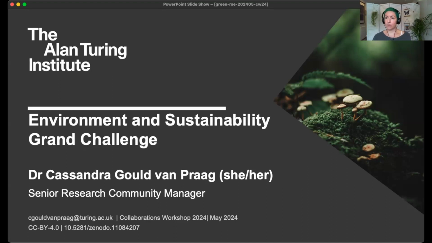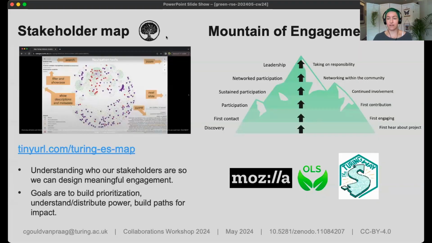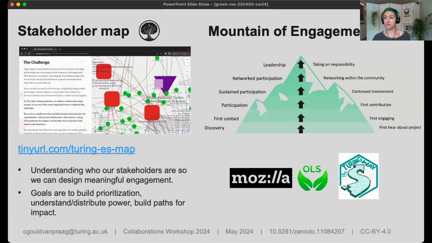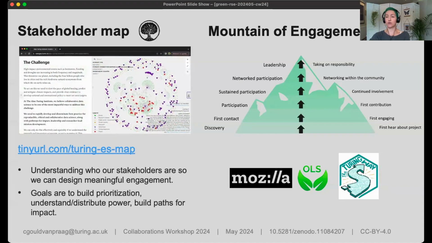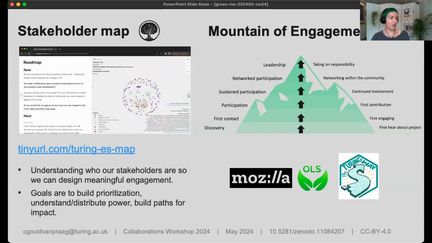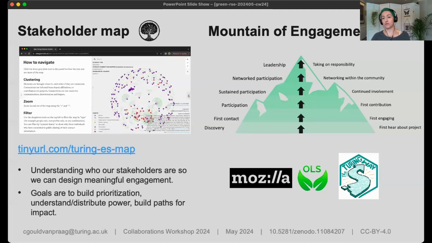Community is something that everyone has talked about and we all recognize is important to this. So I wanted to say a little bit about how we formally do community management. The first project that I wanted to bring to your attention is our stakeholder map. I've linked this on Slack in my introductions post, but I can also put the links again.